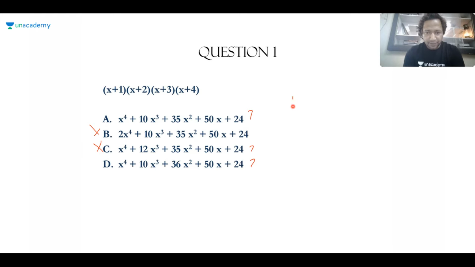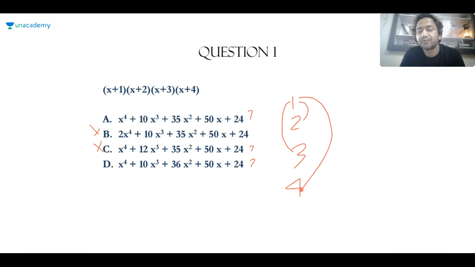So 1, 2, 3, and 4. They are the constants in the brackets. For calculating the third term, where we have to select any two constants and two variables, x squared is of course there. Now I want to select two constants. As I said, it can be done in six different ways. Let's find out those six different ways. The first way is to select 1 and 2, then 1 and 3, and then 1 and 4. 1 and 2 makes 2, 1 and 3 makes 3, 1 and 4 makes 4. So 2, 3, 4 is with us.